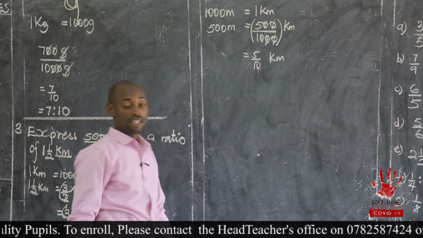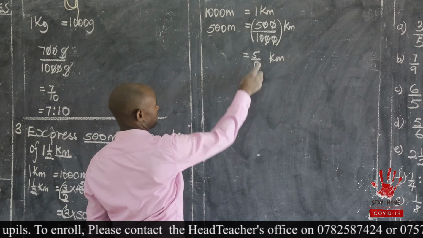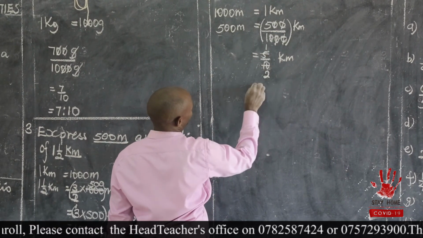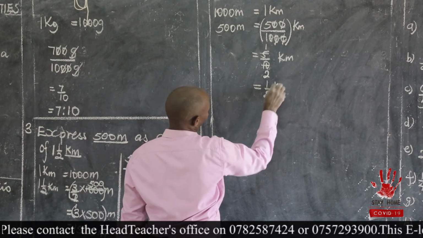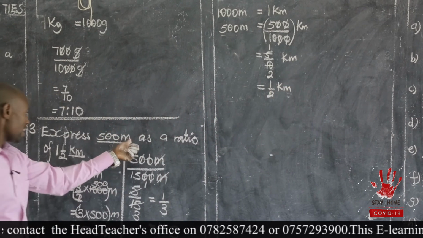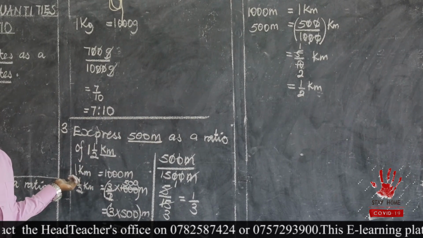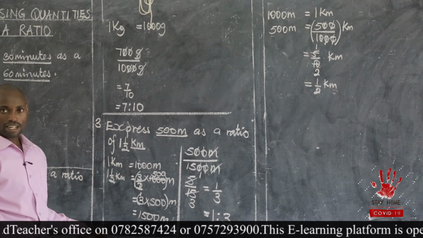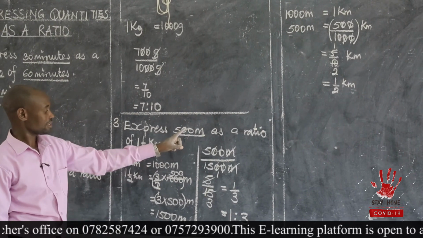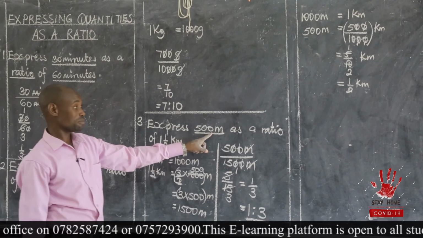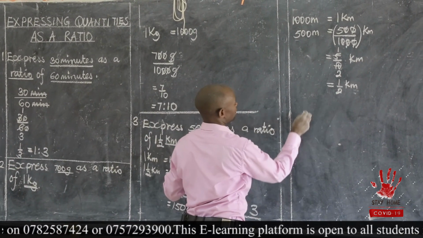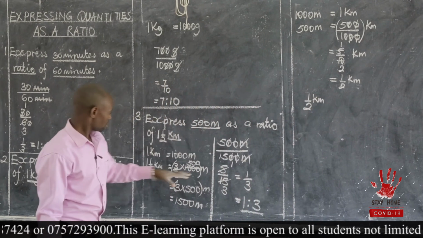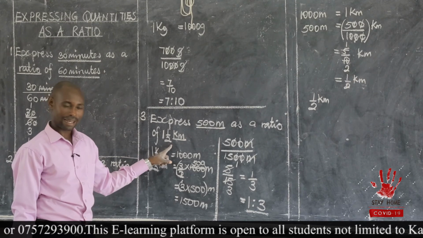Can this one be further reduced? Yes. Which number can reduce 5 and 10? It is 5. Divide by 5, 1. Divide by 5 is 2. So it means 500 meters is a half a kilometer. That's why we are getting that a half. So identify what you are expressing. What are you expressing? 500 meters. But 500 meters has been converted into kilometers. So I have a half kilometers, which I'm supposed to divide by 1.5.